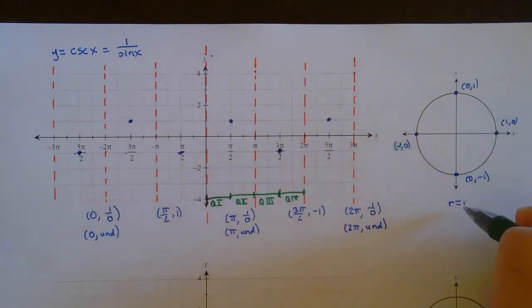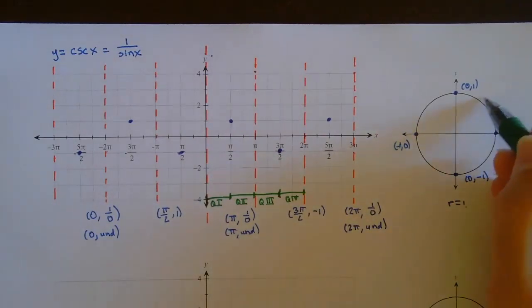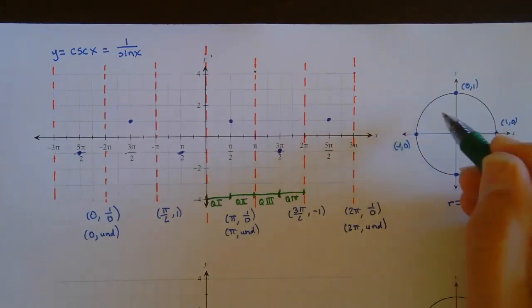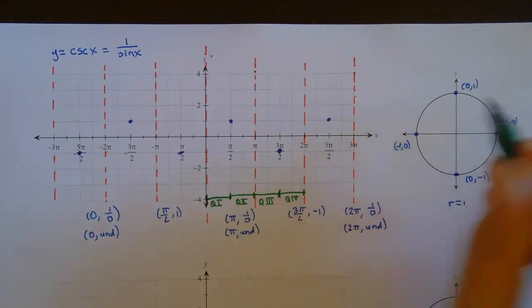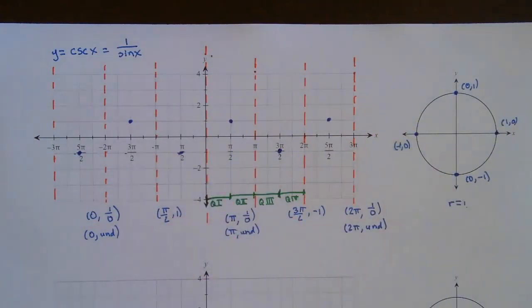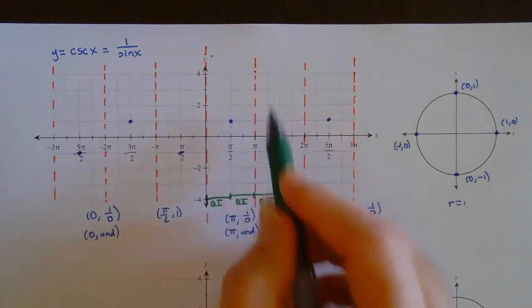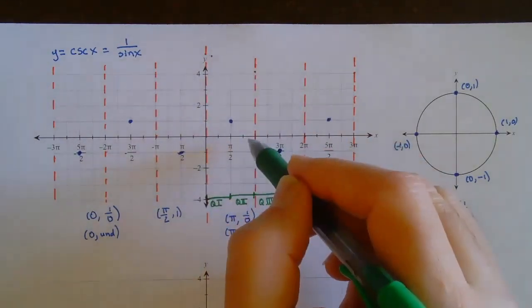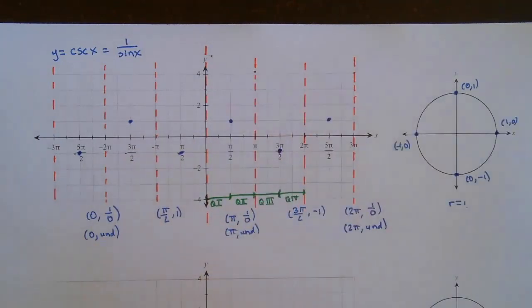Why? R is always positive. It's 1, okay? Your y is positive here, and your y is positive over here. That means your ratio anywhere between 0 and pi has to be positive. The entire graph of this from 0 to pi has to be above the x-axis.